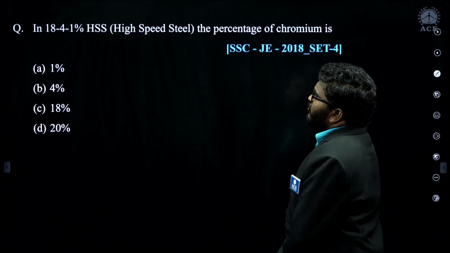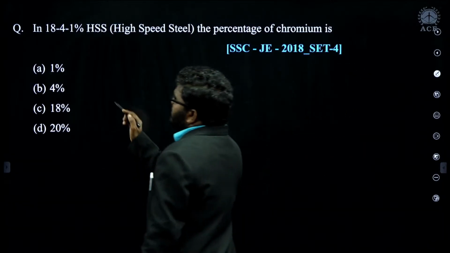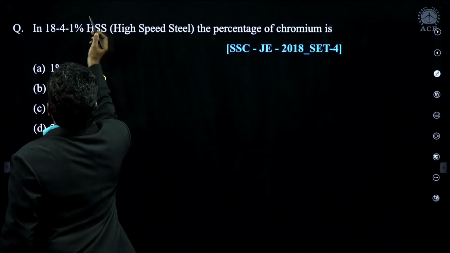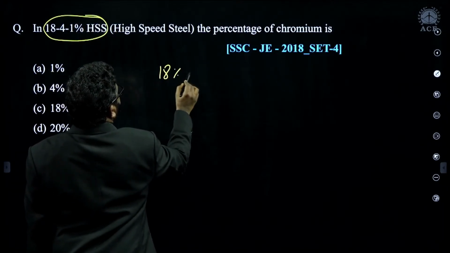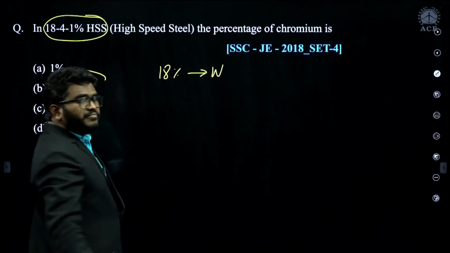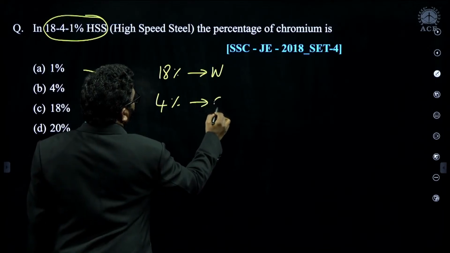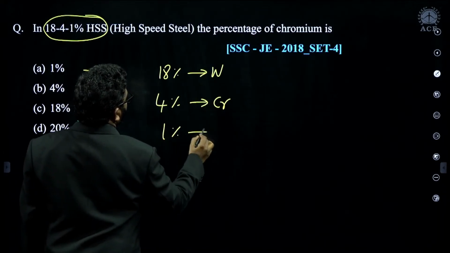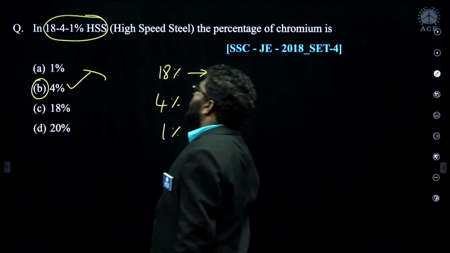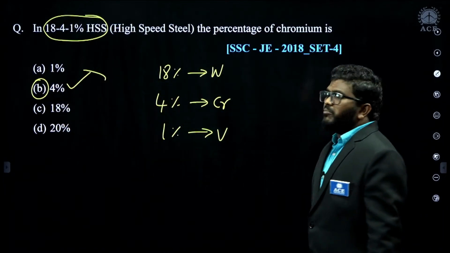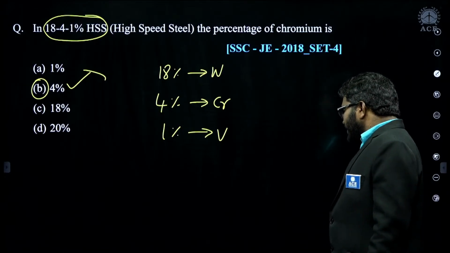In 18-4-1 high speed steel, the percentage of chromium, remember: 18% represents tungsten, 4% represents chromium, 1% represents vanadium. So 4% is the correct answer. Chromium represents 4%. Tungsten represents 18%.